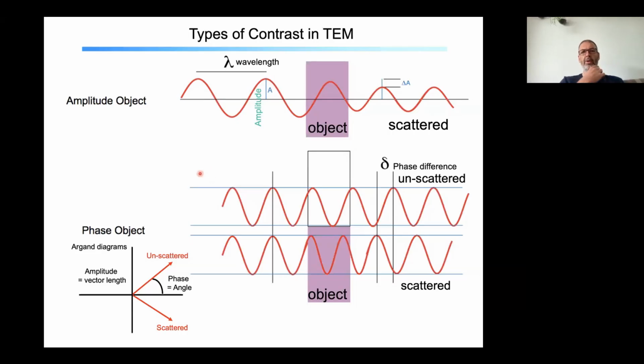The types of contrast in TEM are generated by two different methods. So we have amplitude objects. This is essentially where you have your electron wave, it interacts with your object of interest, and you get a reduction in the amplitude of your wave, which is shown here as the peak height being reduced post object. This can be measured by your detector as a change in intensity.